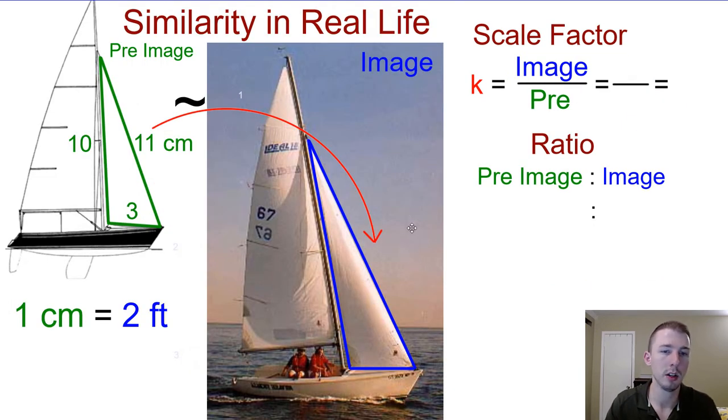So let's look at similarity in real life. So here we have a scaled down model, which has a ratio of 1 centimeter to 2 feet. That's what our scale is. It's just a ratio. Okay. So how big are these dimensions in real life? So 1 goes to 2. So basically we're just multiplying it by 2.